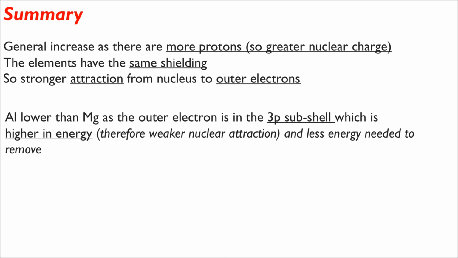The second point is to explain the first dip. The first dip is between aluminium and magnesium in period 3. Okay, it's between group 2 and group 3, and that is because the outer electron is now in the 3p subshell, which is higher in energy. Therefore, there's weaker nuclear attraction and less energy needed to remove that electron.